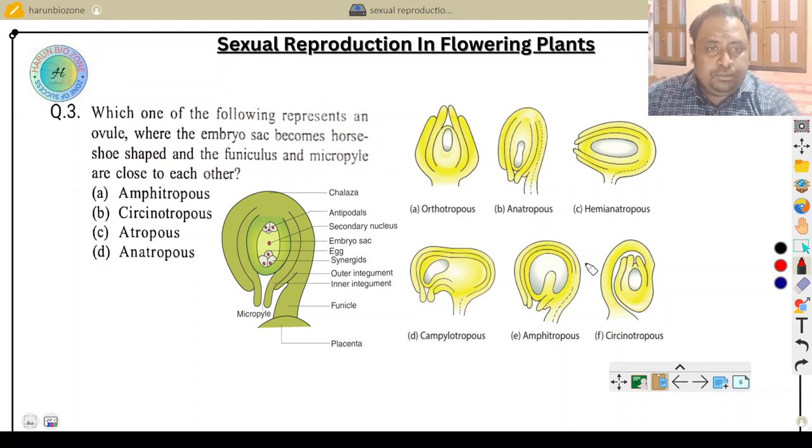The embryo sac becomes horseshoe shaped, and the funicle and micropyle are close to each other. This is the funicle. This is an amphitropous ovule. Funicle and micropyle are close to each other. This is a horseshoe-like ovule where the funicle and micropyle are close to each other. So here the right answer is amphitropous ovule. Next question.